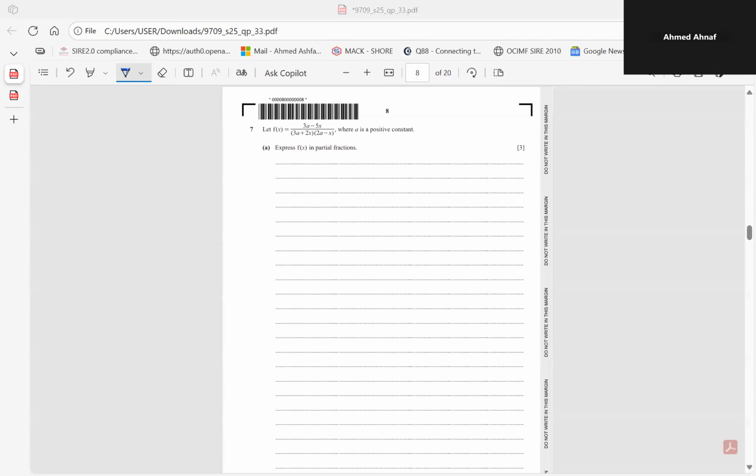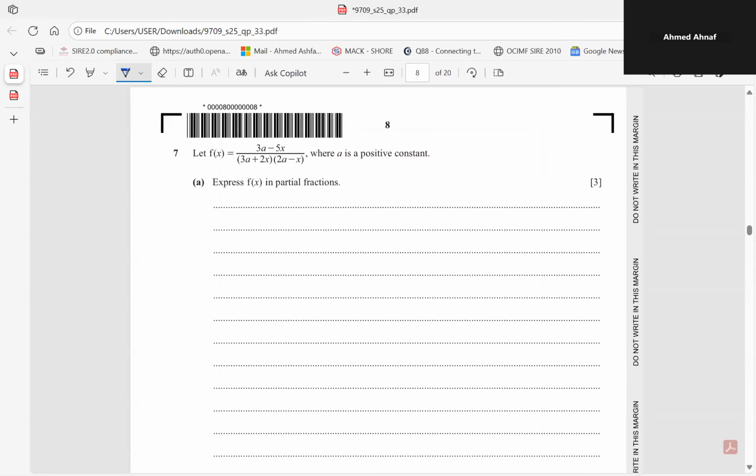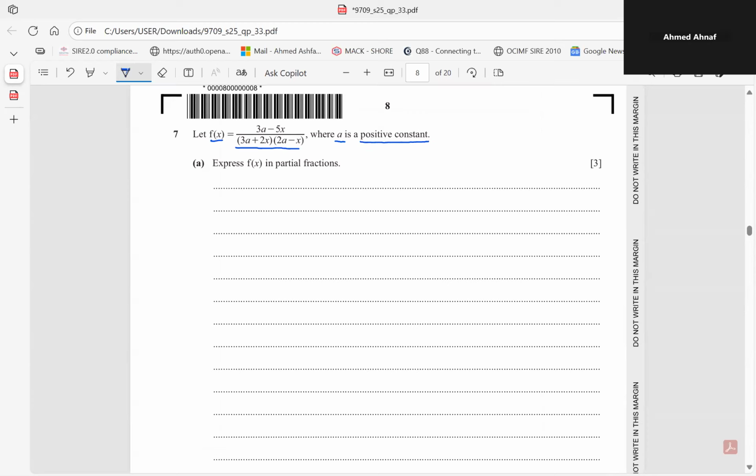Okay, so for this question, we have to let f(x) be equals to this, where a is a positive constant. And for the first part, we're supposed to express f(x) in partial fractions. All right, so to do this, let's first write our f(x) in the original expression.